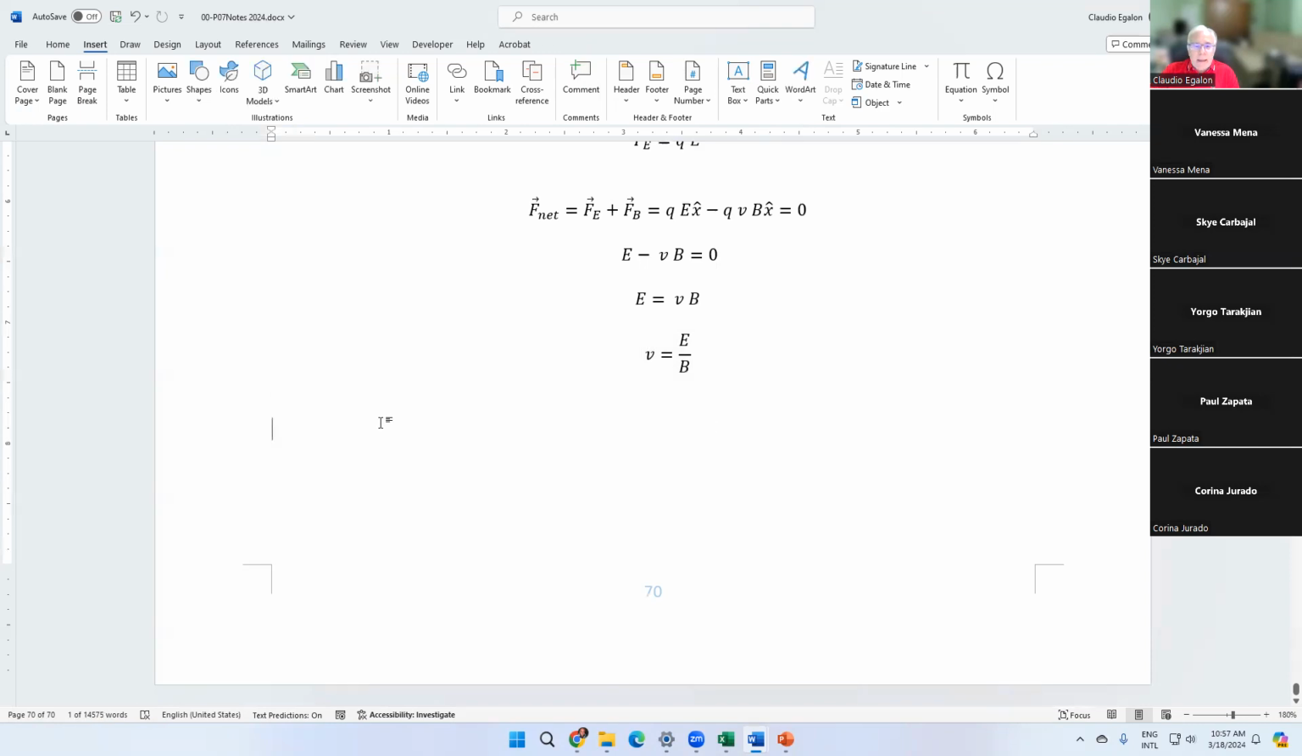Notice that the charged particles that have this specific velocity will be subjected to a net 0 force, right? 0 force. And they will fly, they will move, right? They will move in a straight line.